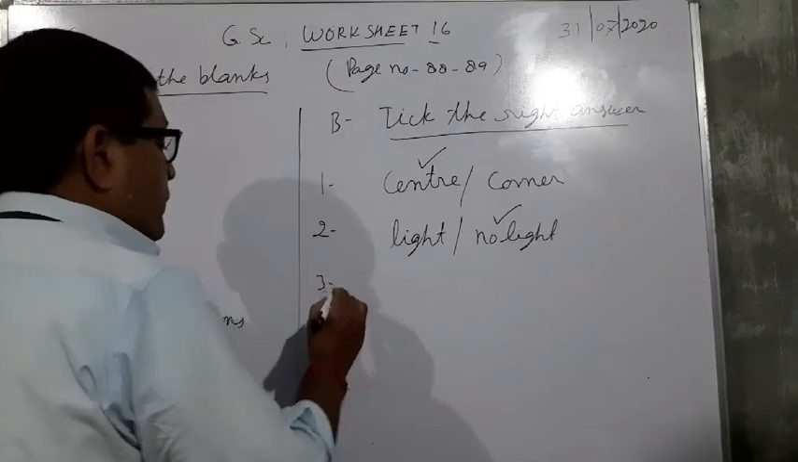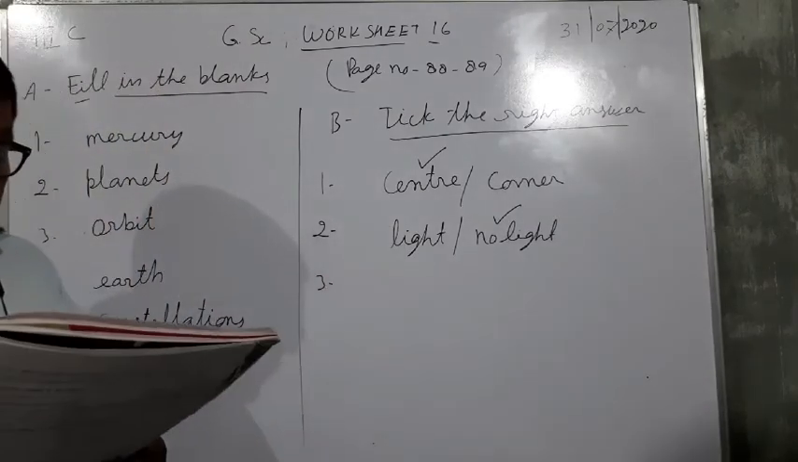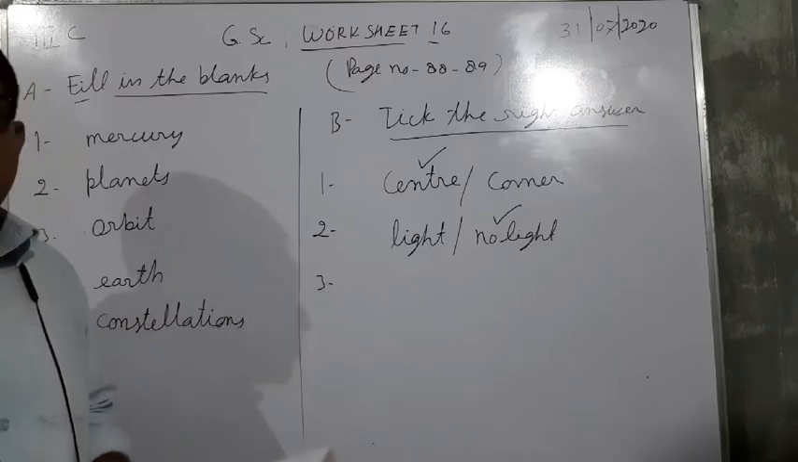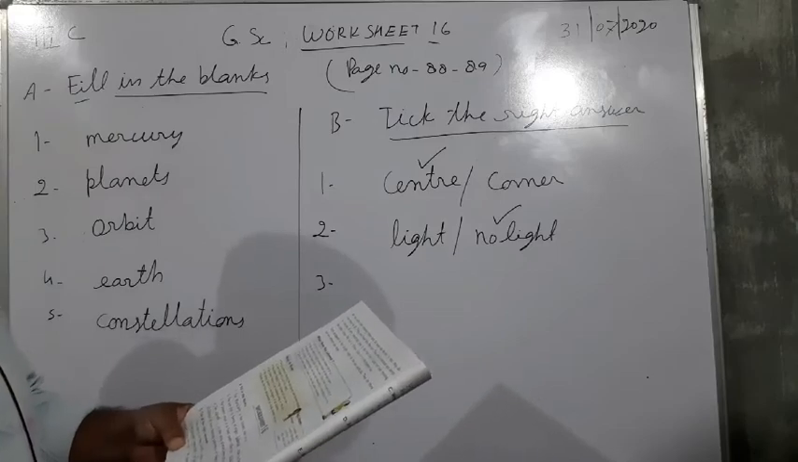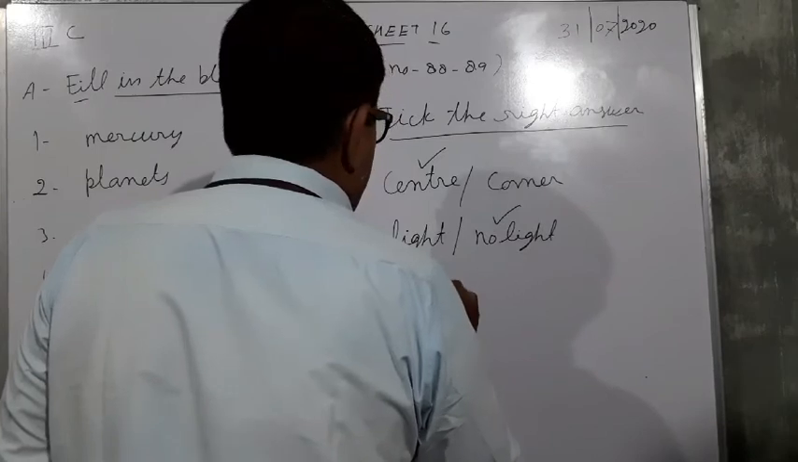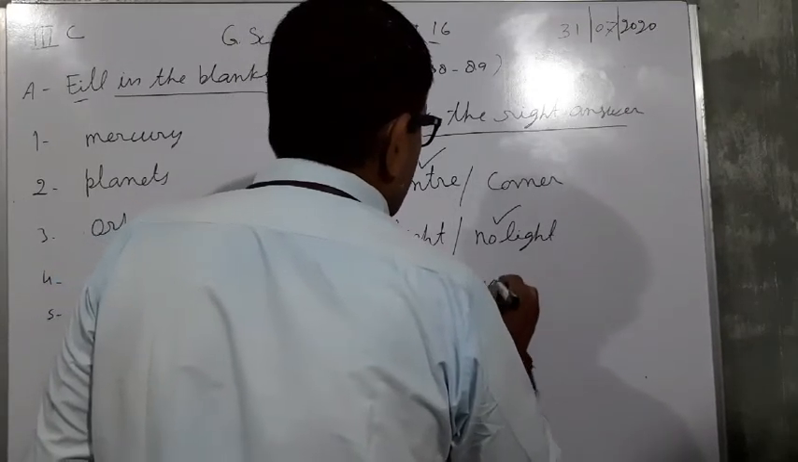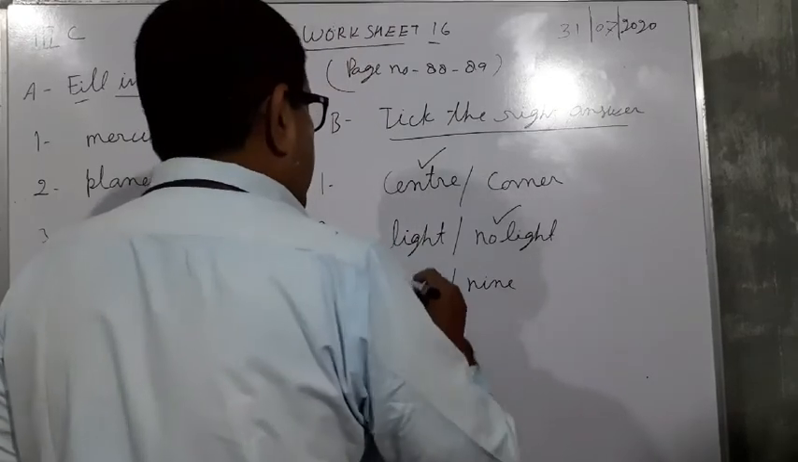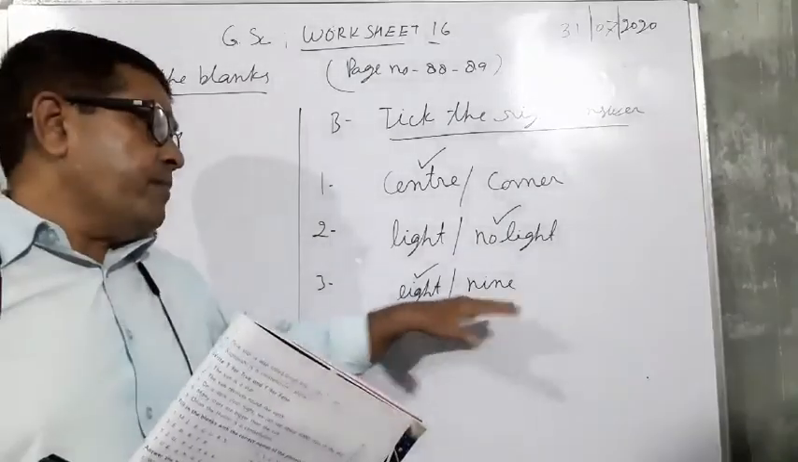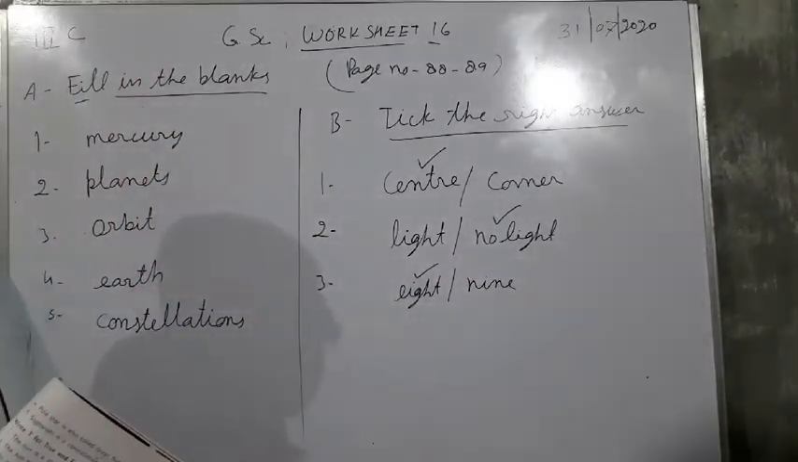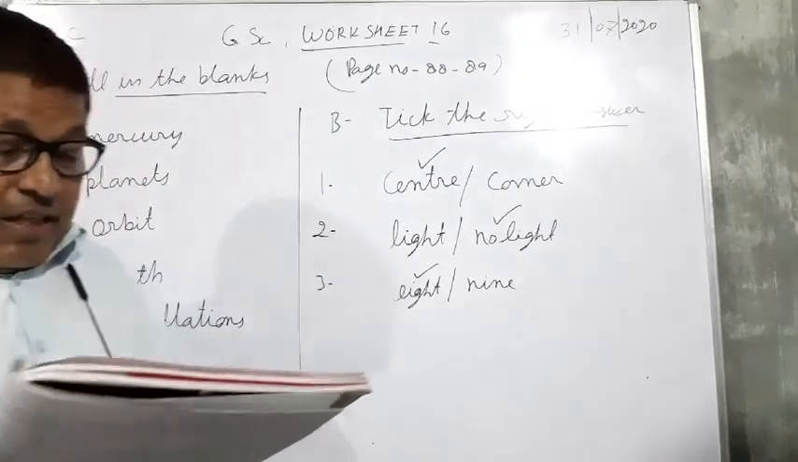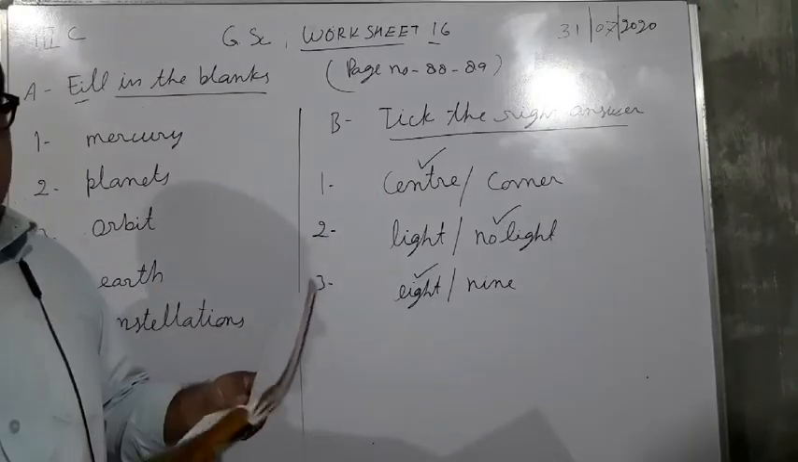Now third you see, there are 8 or 9 planets in the solar system. You know that there are 8 planets in the solar system. Initially, there were 9 planets in the solar system. Now one planet is removed from the solar system. So currently there are 8 planets in the solar system.